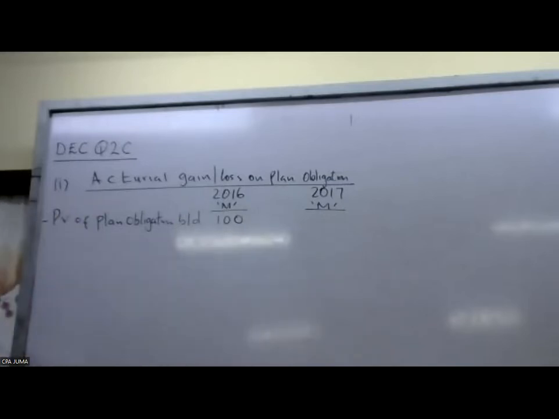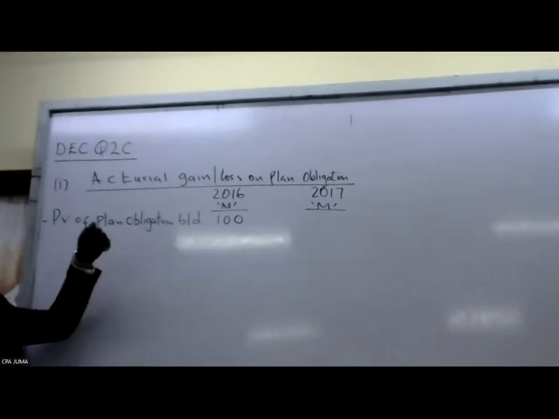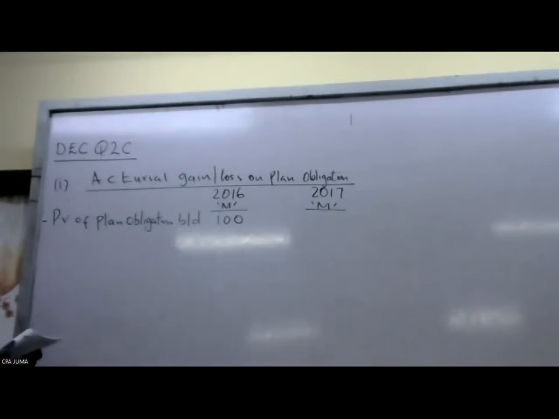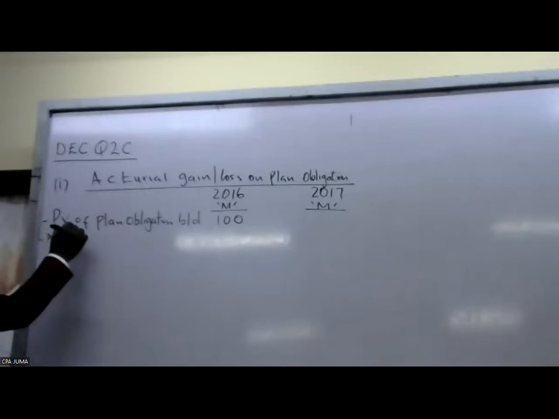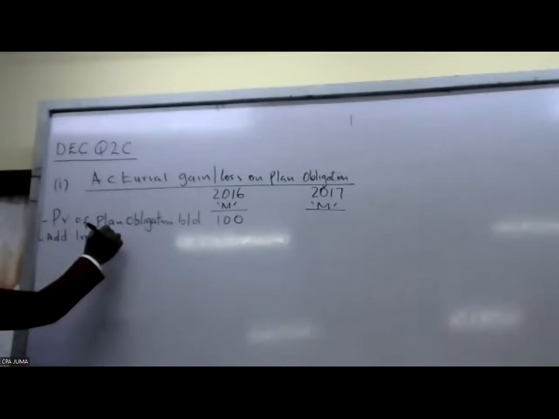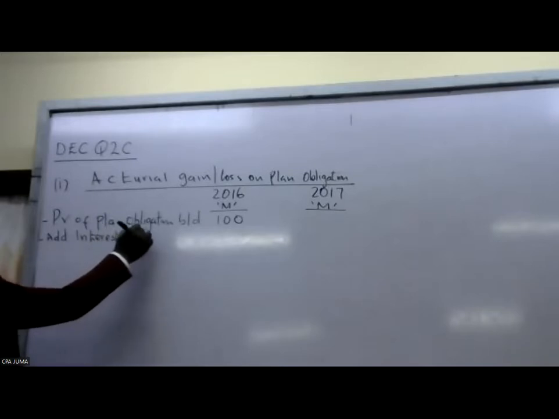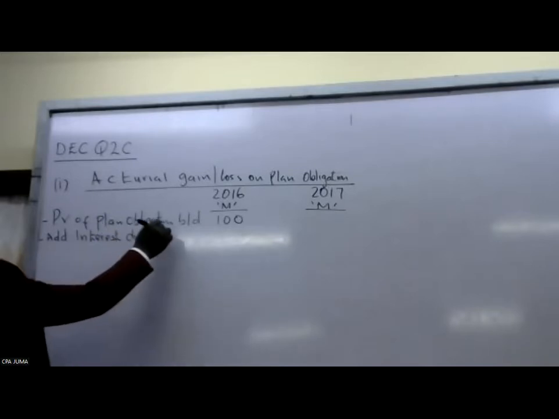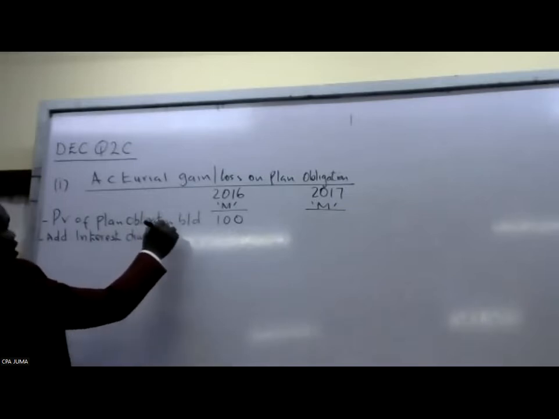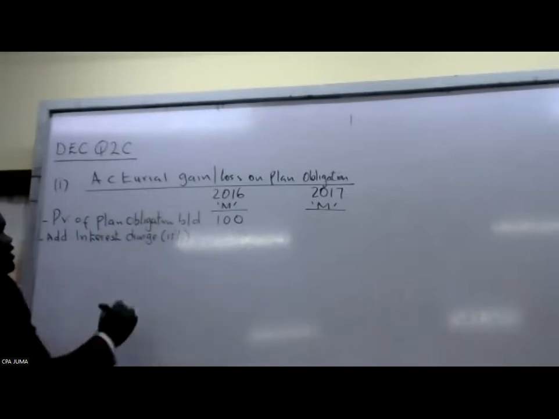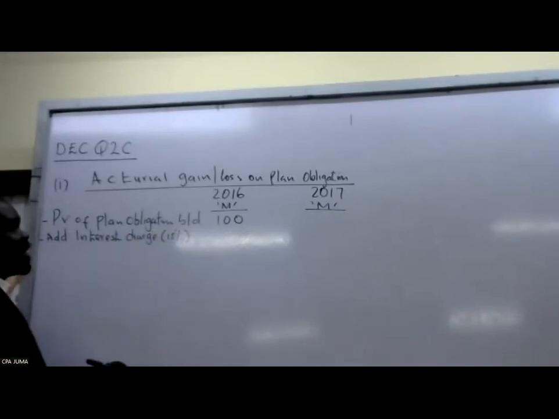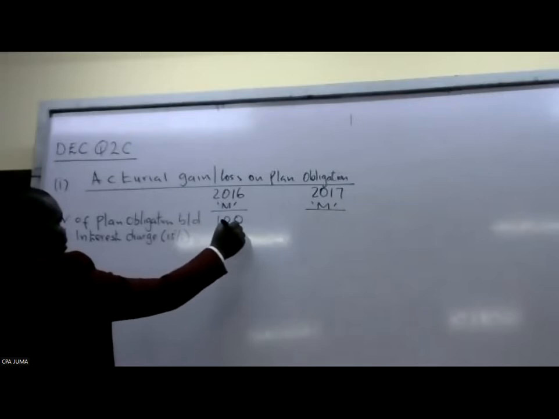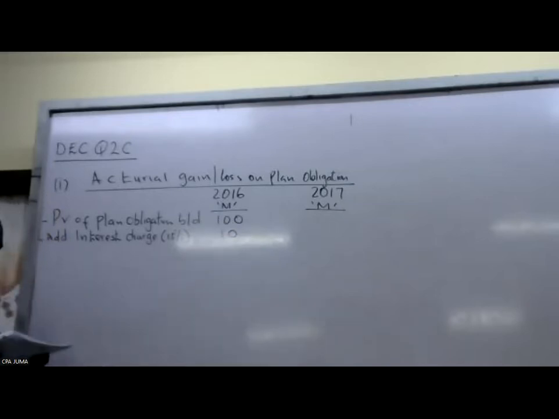Then you top up. There is always that clause. If you have an outstanding obligation, you will be charged interest. So interest is the one they are calling discount rates. So you add to that obligation interest charge. So interest charge 2016 was 10%. So you take 10% of the opening. Opening is 100, so that one will be 10. Then go down there.